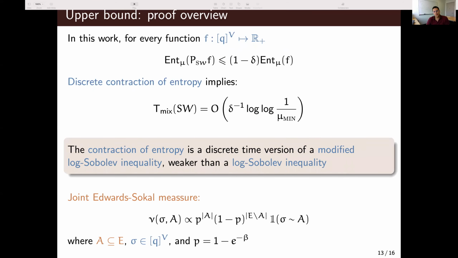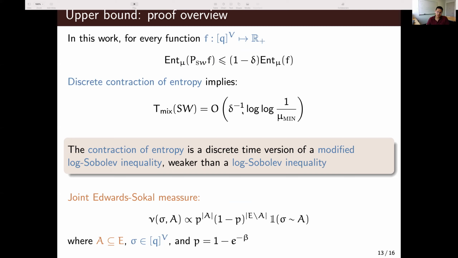What we do in this work is something analogous: we show that the Swendsen-Wang dynamics contracts the entropy instead of the variance. This discrete contraction of entropy implies that the mixing time of the Swendsen-Wang dynamics has again a factor that is the inverse of the contraction. In our case, it's some constant. But then instead of having log of 1 over pi min, we get log log of 1 over pi min. In this case, the log n bound.